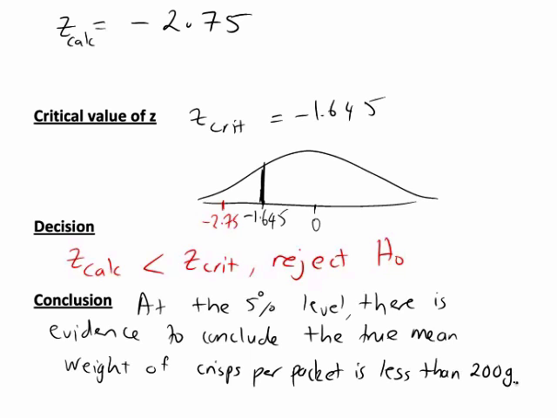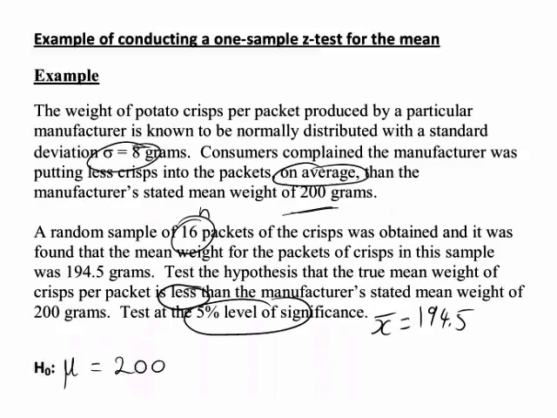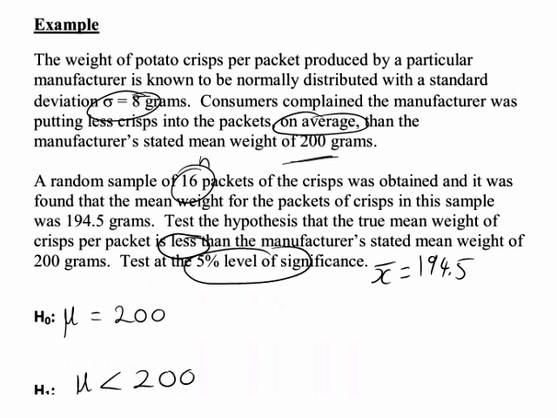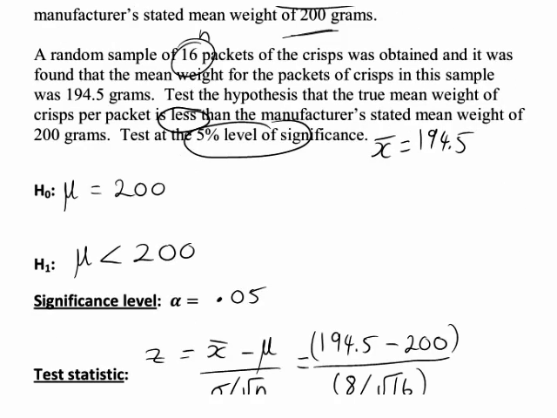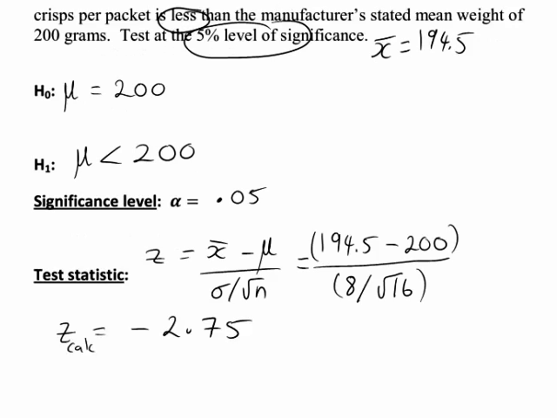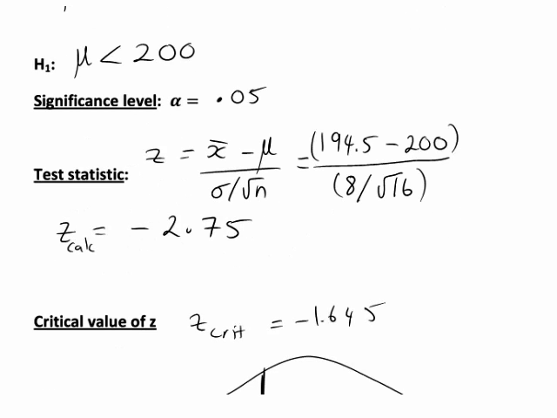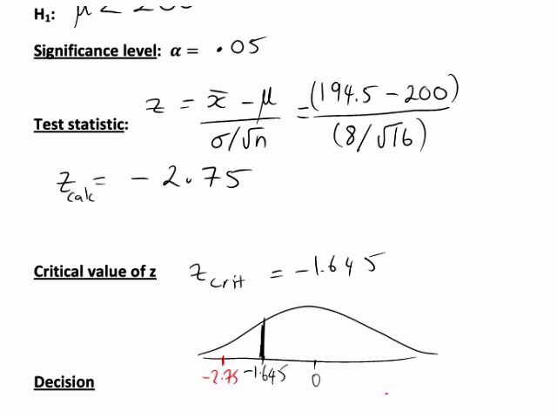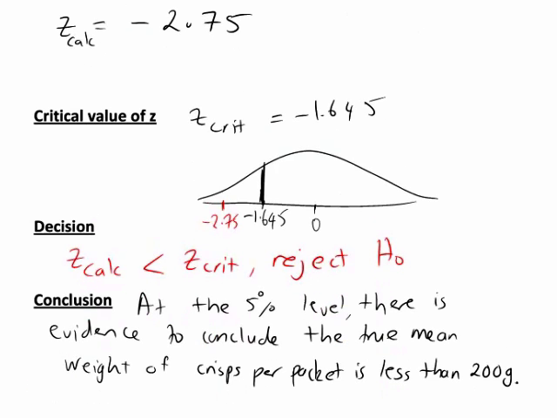So this is an example of the step-by-step process for a one-sample Z test, starting with our hypotheses, taking note as we go of whether this is one-tailed or two-tailed, and in this case, since H1 was mu less than 200, that made it a one-tailed test, then working out our calculated value of the test statistic based on our sample data, comparing that with the critical value, and then making a decision regarding the null hypothesis.